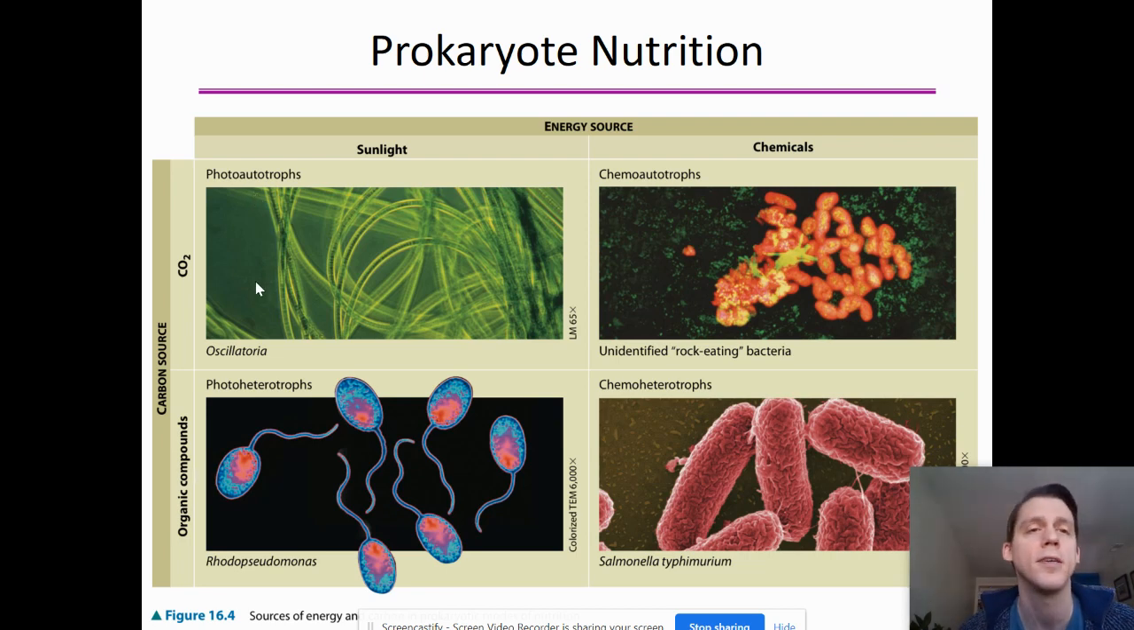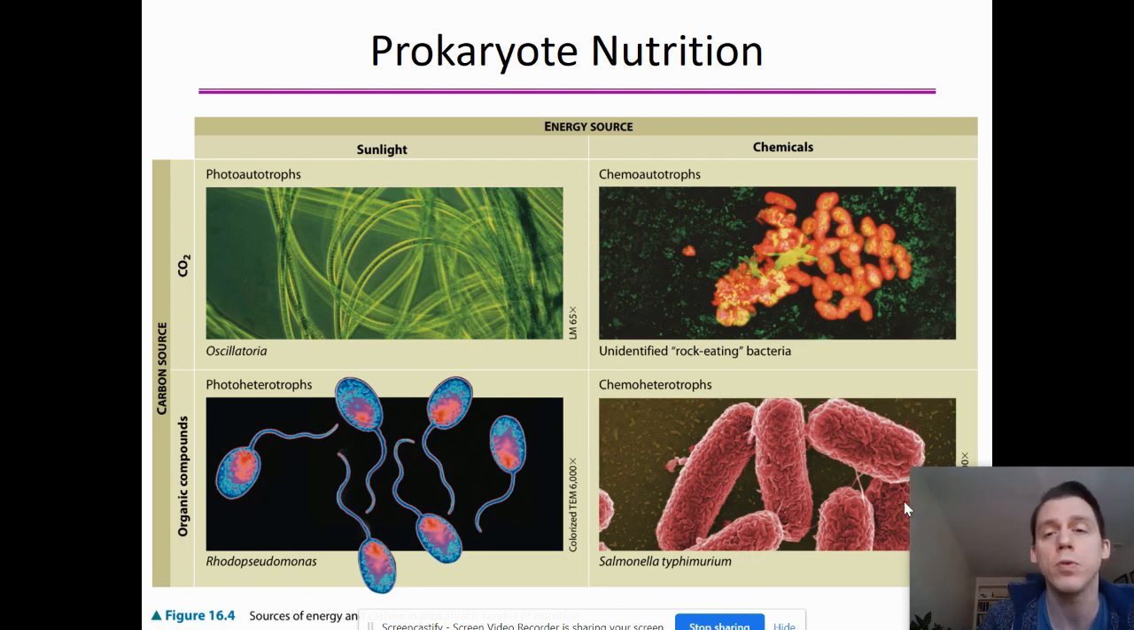So if we look at the photoautotrophs, these would be bacteria that are very similar to plants. They absorb energy from the sun, and they get their carbon from CO2. But there's also another type of autotroph called a chemoautotroph. A chemoautotroph gets carbon from CO2, but then it can get its energy from the potential energy found in certain chemicals. So these are the two types of autotrophs.